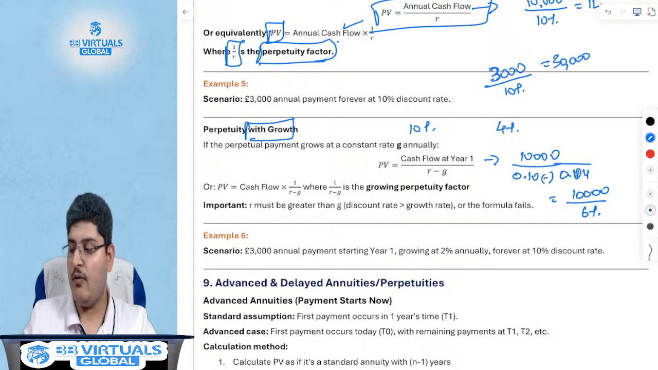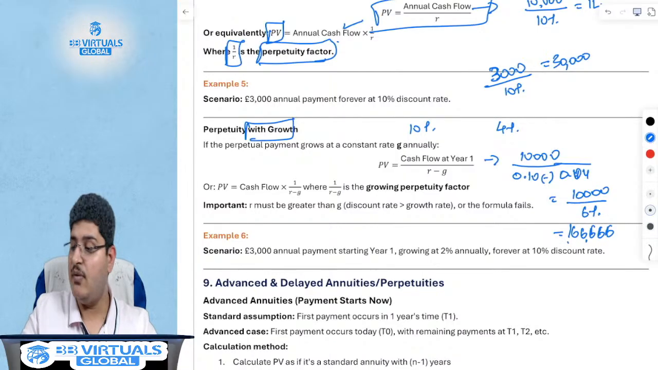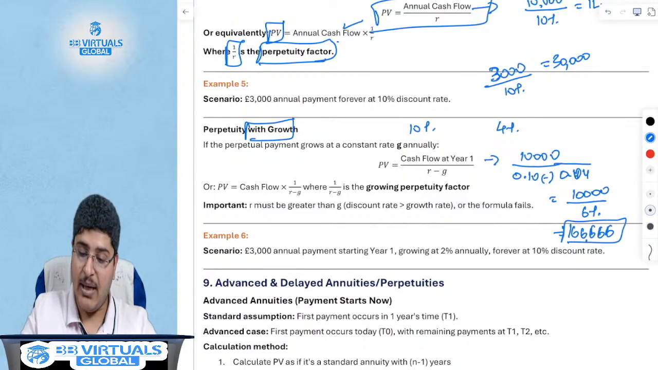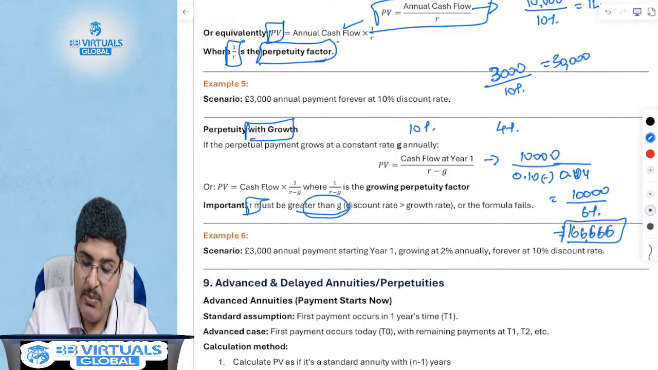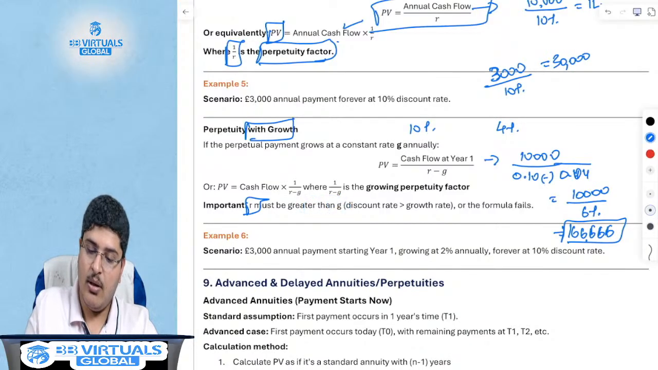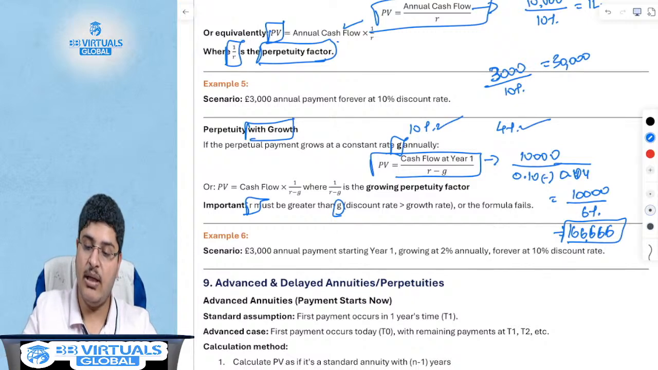So the present value of this number will be 1,66,666 rupees. But in this situation, your R, which is your discount rate, must always be higher than your growth. Your R must always be higher than your growth for the scenario where you have a constant growth rate. You have a constant growth rate of 4% every year and your discounting rate is 10%.